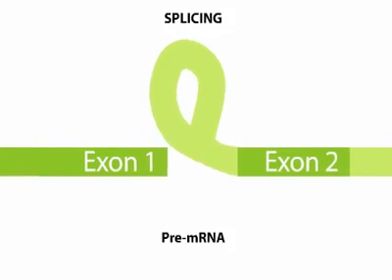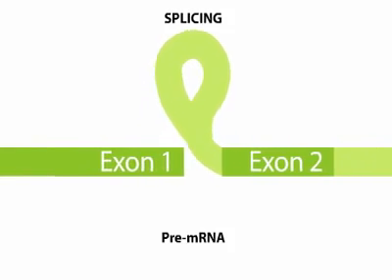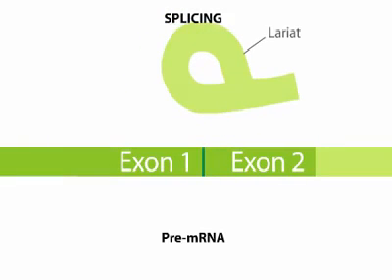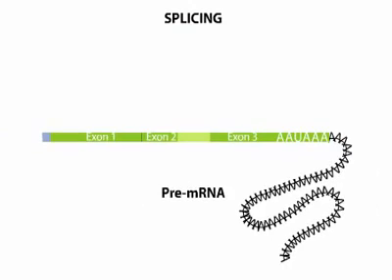In the second step, the 5' end of the downstream exon is removed from the intron as the exon is spliced to the upstream exon. Splicing continues until all introns are removed.